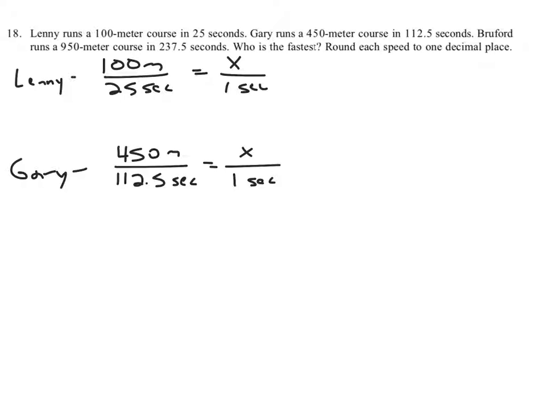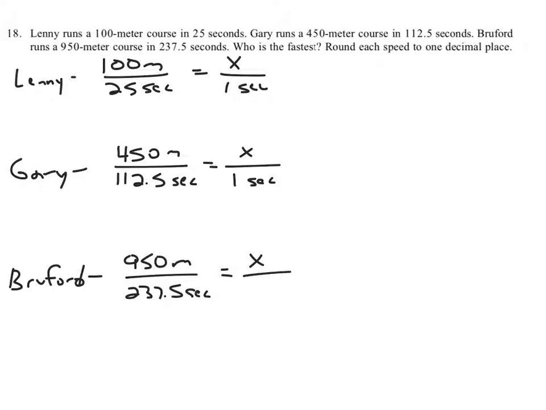And Bruford runs a 950 meter course in 237.5 seconds, which is equal to how many meters per 1 second? Interesting. Okay, so this is a little tough as far as the math goes, but let's do it. Right?